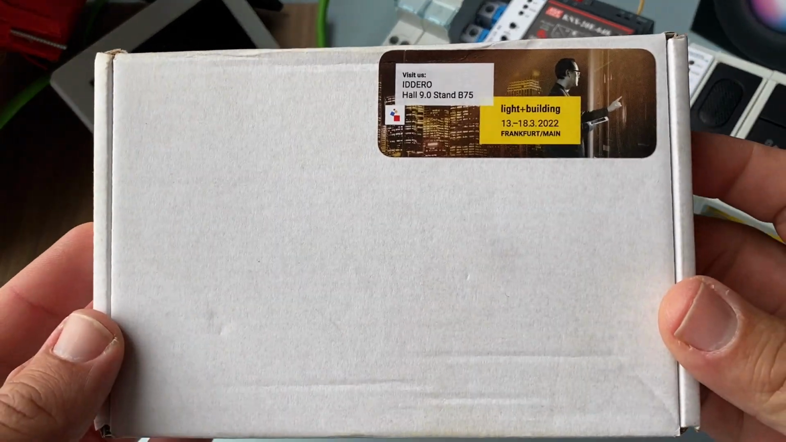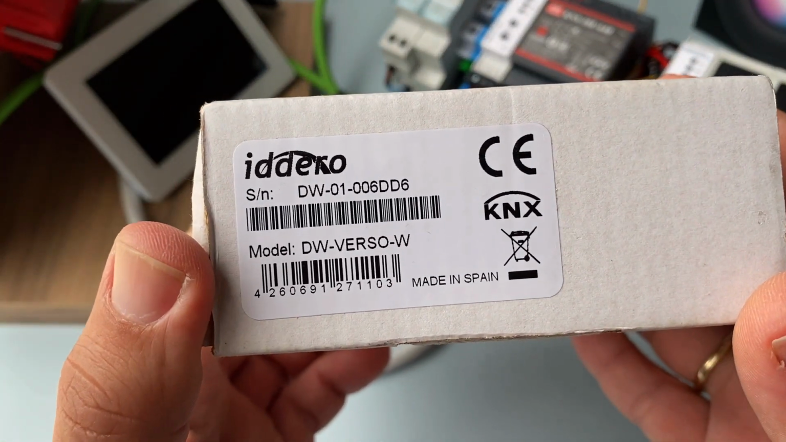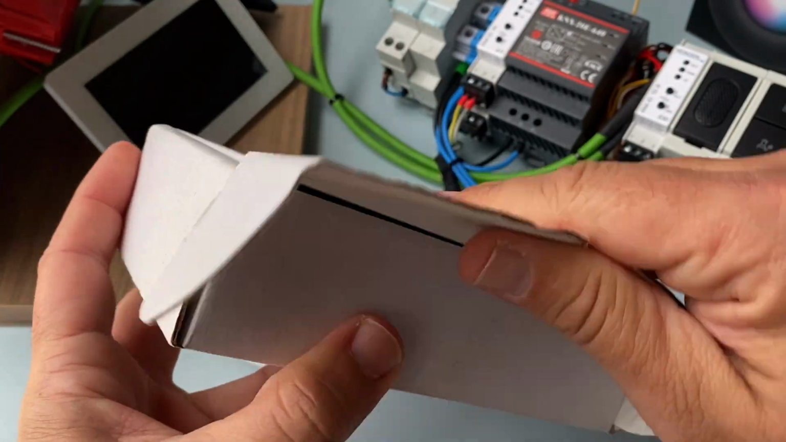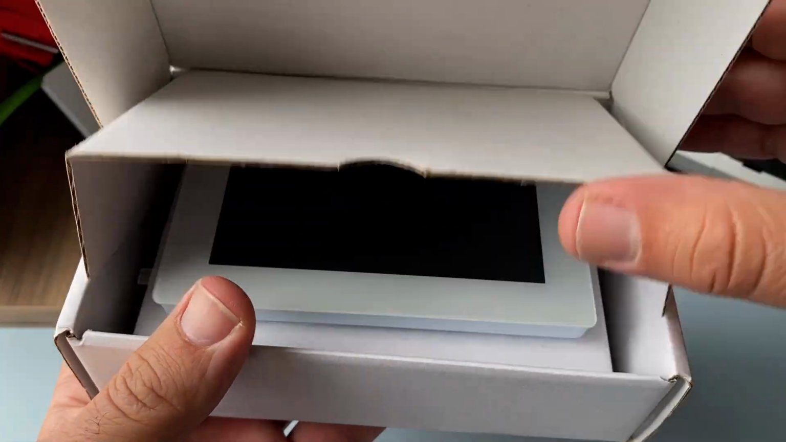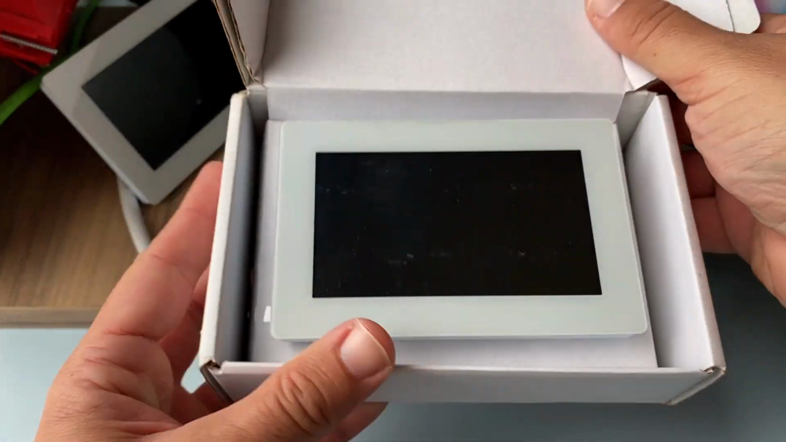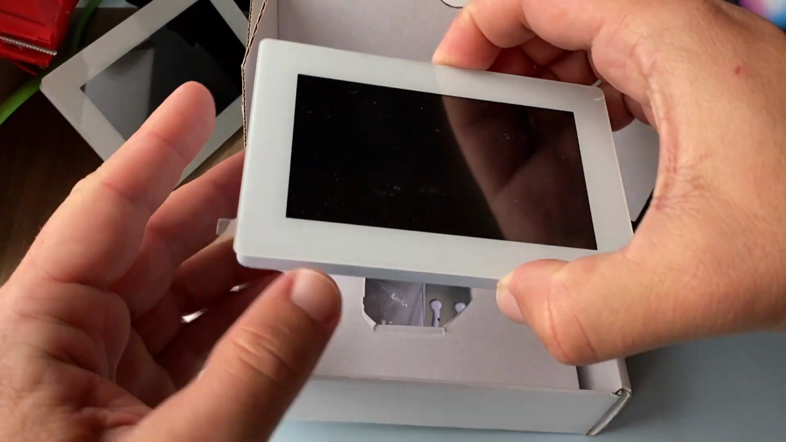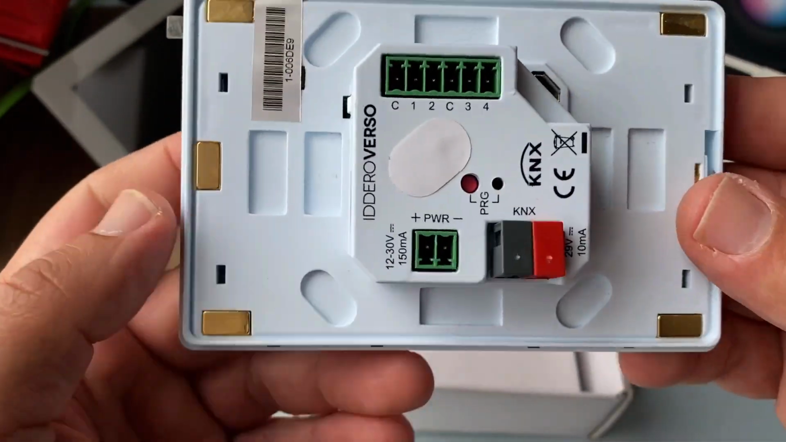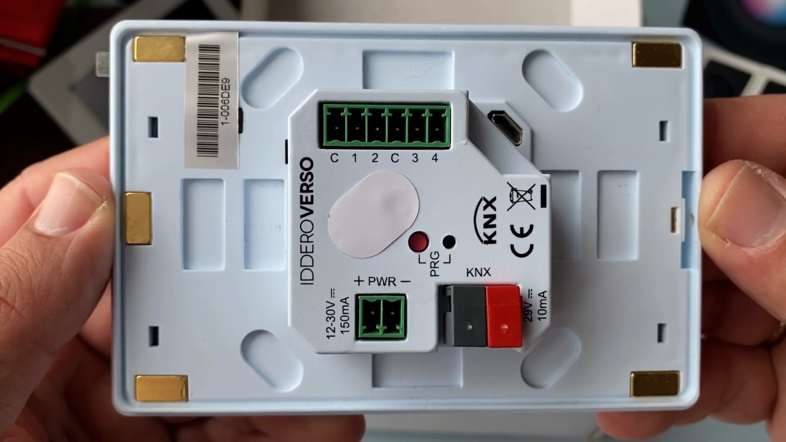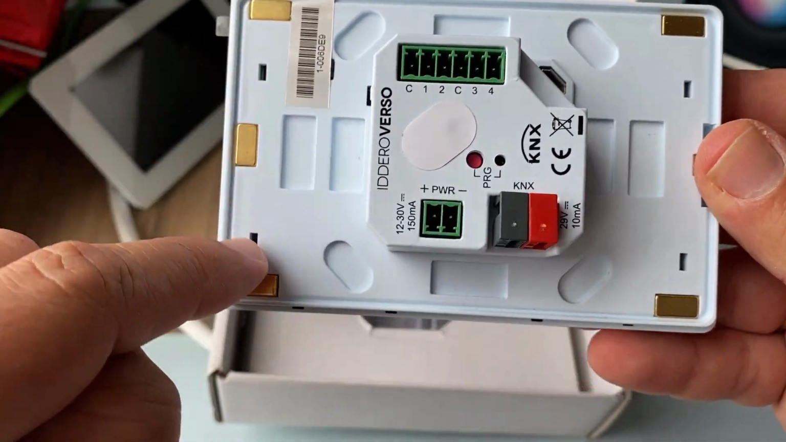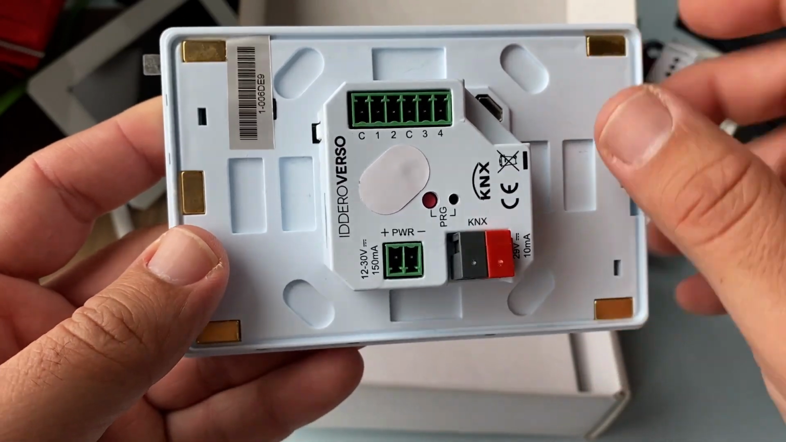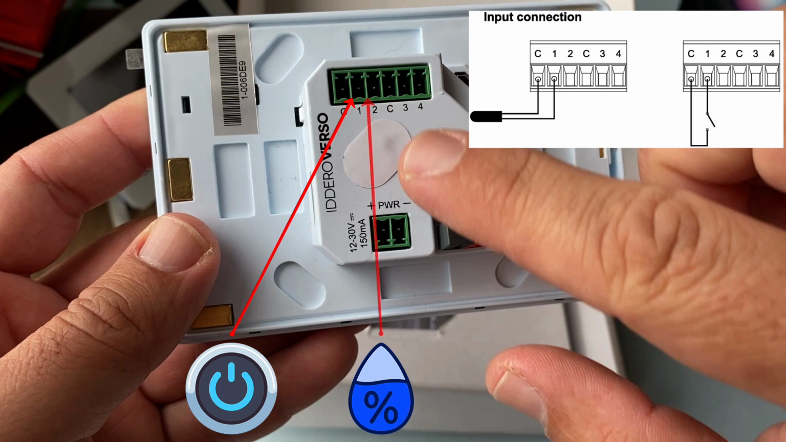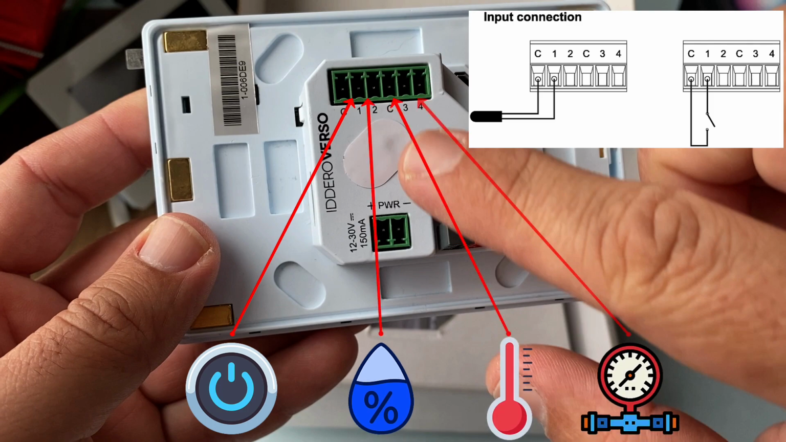My Iddero Verso came in this box. Let's unbox it. This is the KNX Touch Panel. The touch panel can be attached to its mounting plate through these magnets. Iddero Verso features 4 multifunction inputs, each of which can be individually configured as push buttons, sensor, or temperature probe.